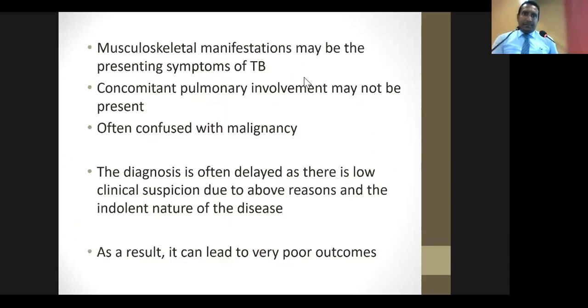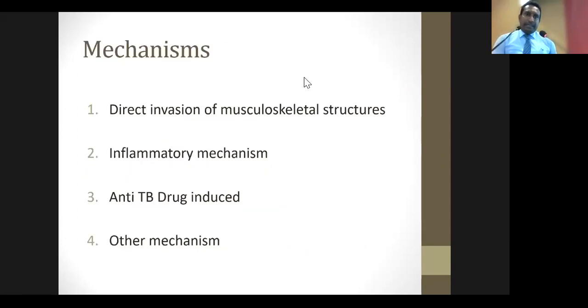Musculoskeletal TB can be the presenting symptom of TB, and there may not be a concomitant pulmonary involvement. They are often confused with malignancy. Because of these reasons, diagnosis is often delayed, and as a result, it can lead to very poor outcomes. There are a few mechanisms involved in musculoskeletal TB.